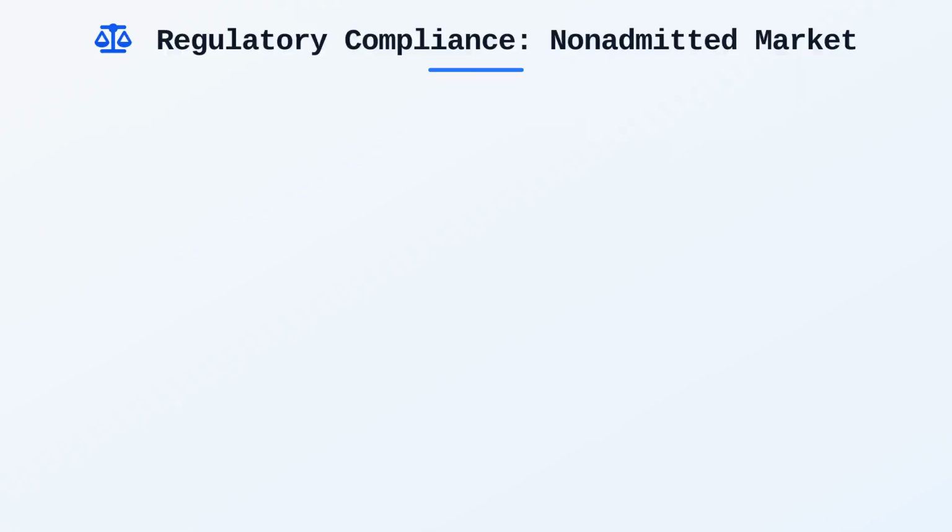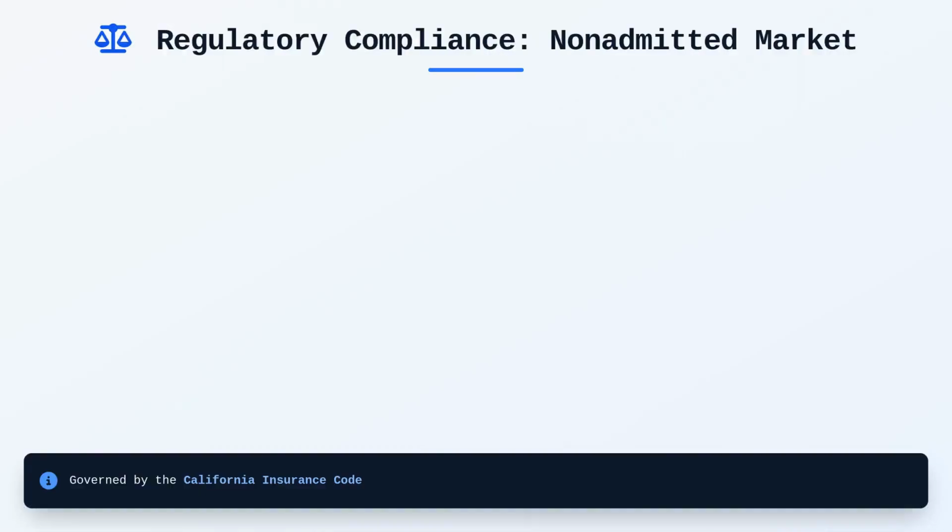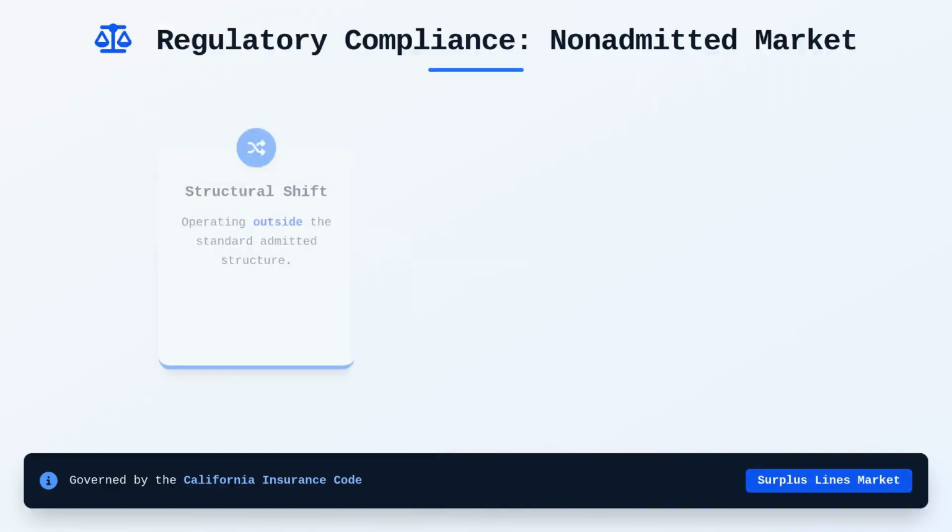Navigating the regulatory waters of the non-admitted insurance market requires a firm understanding of the financial mechanics dictated by the California Insurance Code. When you place a policy through a surplus lines insurer, you operate outside the standard admitted structure, which means the traditional tax collection mechanisms do not apply.